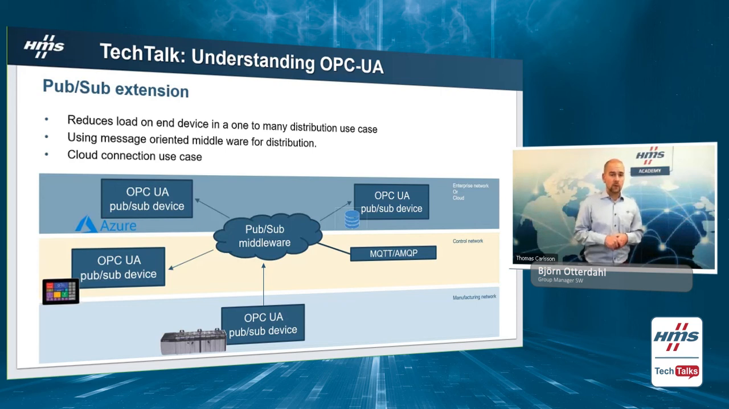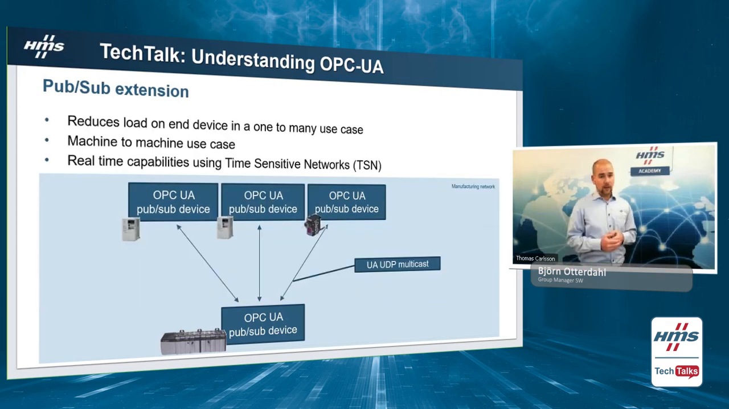And this is where MQTT actually comes in, because MQTT is one of these middlewares that is defined for the new PubSub in OPC UA. So actually, you're running OPC UA on top of MQTT here. And you can also use AMQP, which is a similar protocol. AMQP is also very widely implemented in different cloud applications. So you have the possibility to use AMQP to connect to a lot of cloud solutions.